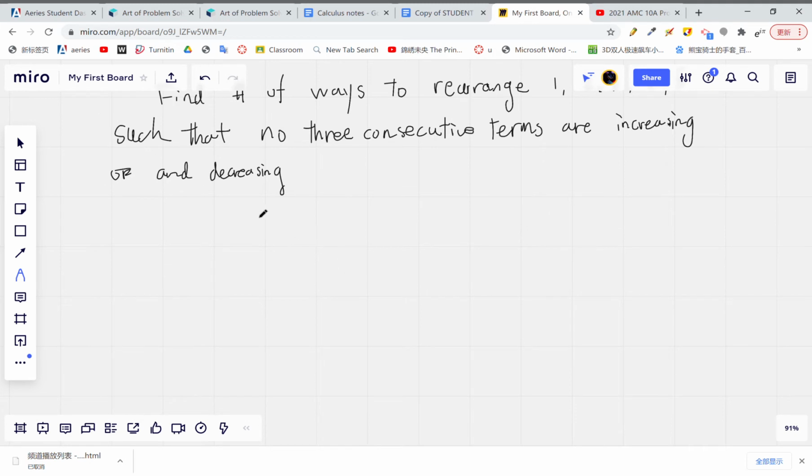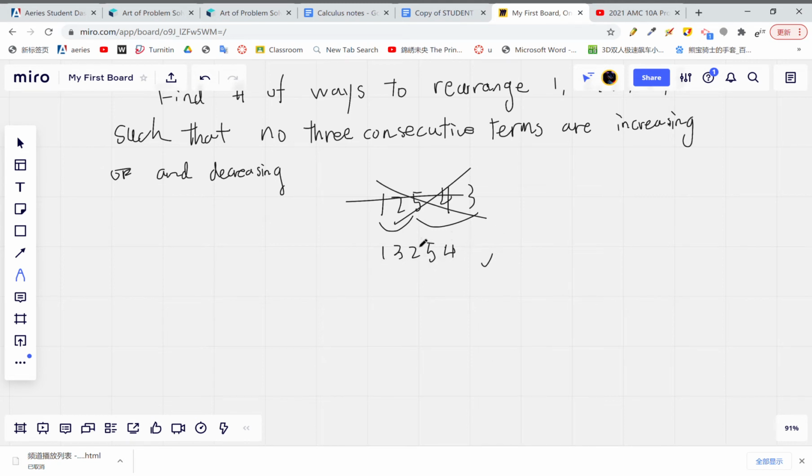Basically, what it's asking is, let me give you an example. This cannot be, because this is increasing, this is decreasing. Let me give you an example of a correct one. This is a correct one because you can see that no 3 consecutive terms are absolutely increasing or decreasing. 1 through 2 is not, 3 through 5 is not, and 2, 5, 4 is not.